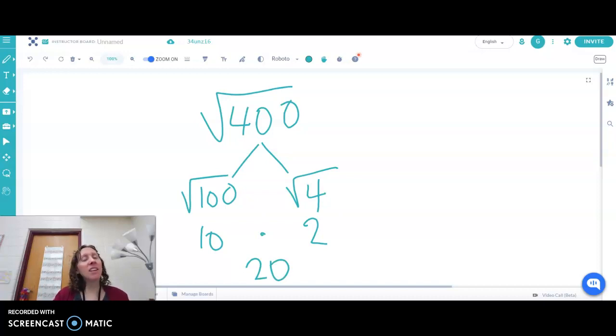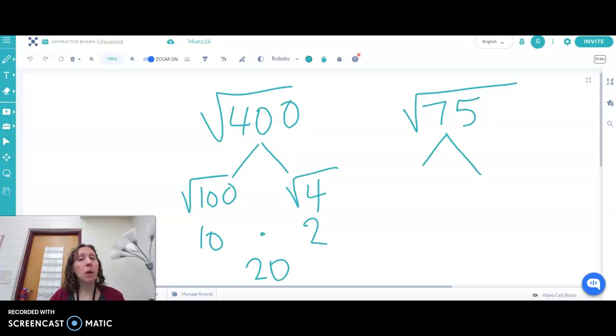Okay, let's try another one that doesn't simplify to an integer. All right, let's say we have the square root of 75. All right, I'm going to try to think of two factors, but I want one of them to be a perfect square. And by that I mean, okay, so 1 squared is 1, 2 squared is 4, 3 squared is 9, 4 squared is 16, 5 squared is 25. So these types of numbers here, one where we could take the square root of that number.